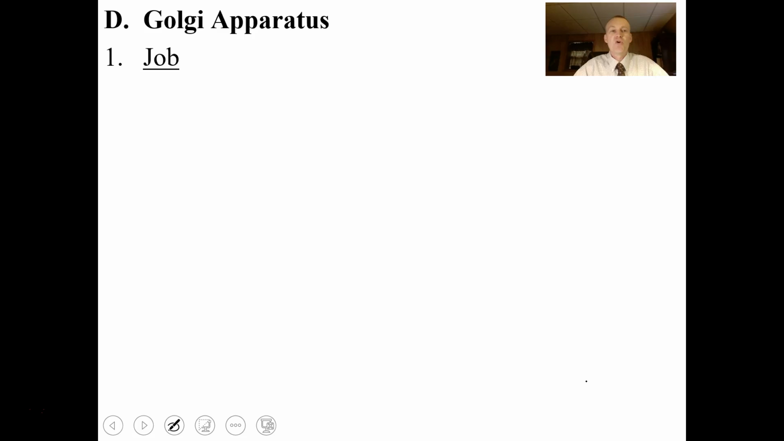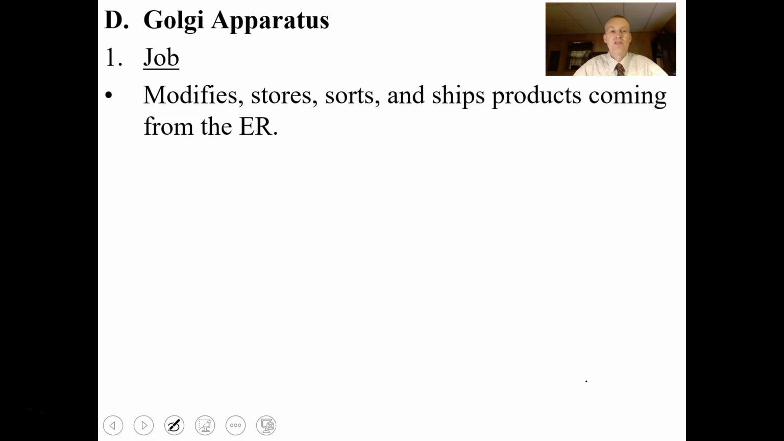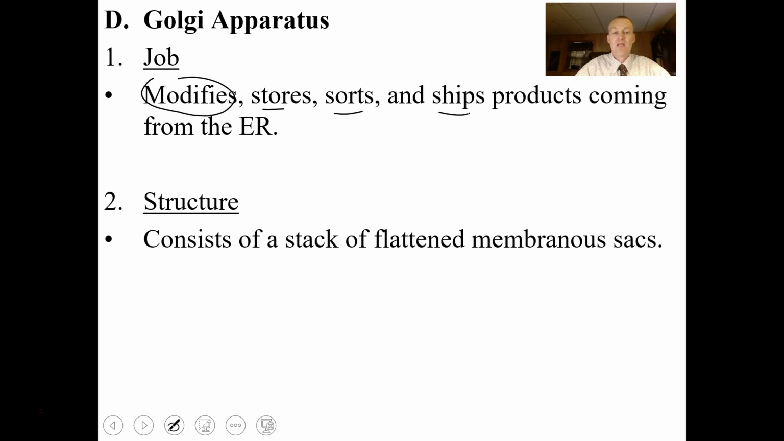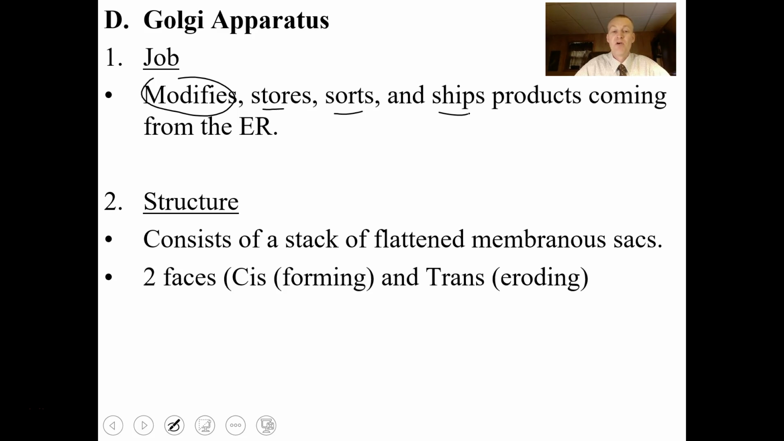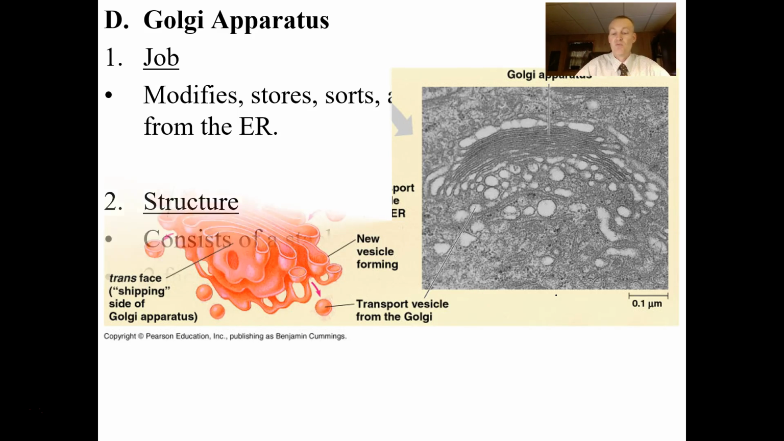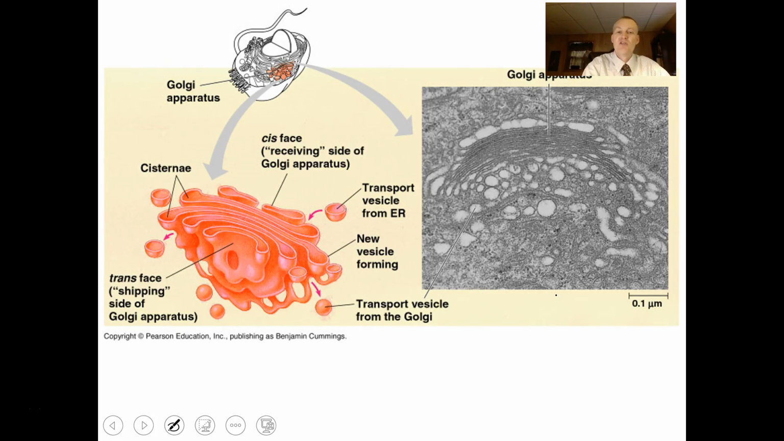Well, the Golgi apparatus is our next part of the endomembrane system, and what it's going to do is modify, store, sort, and ship any kind of product that's coming from the endoplasmic reticulum. And its structure is that it consists of a series of stacks of flattened membranes, and it has two faces. It has what we call a forming face, and it has an eroding face. Let me kind of show you what that looks like.